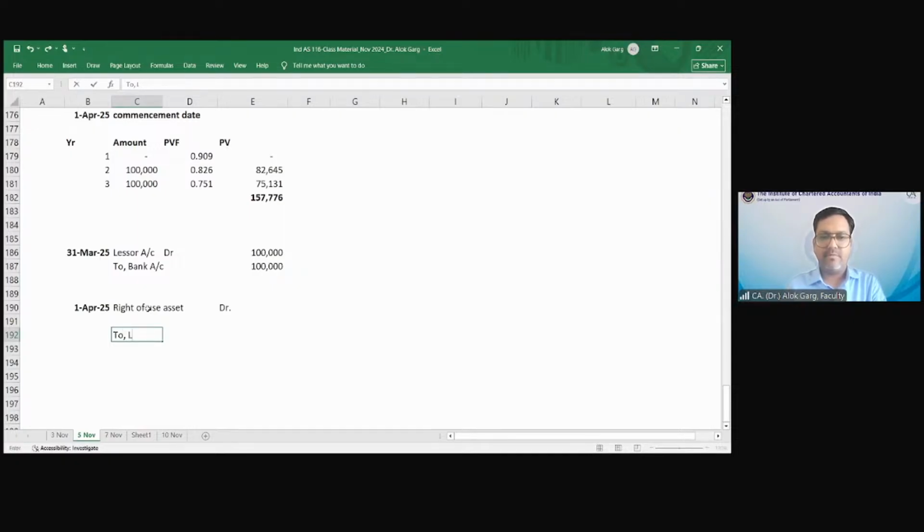2,57,776. What is my lease liability? Lease liability is the present value of lease payments: 1,57,776. Okay. And what about this entry? I have already debited my lessor account. Yes, to lessor account 1 lakh. Very good.